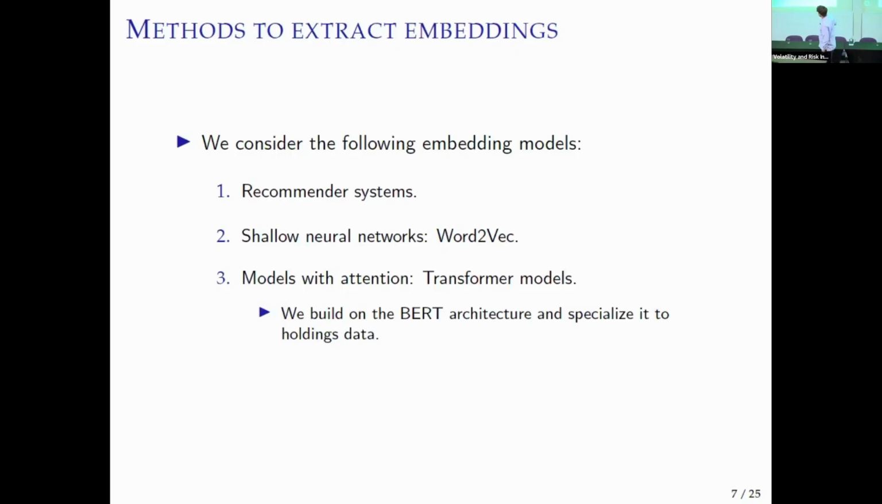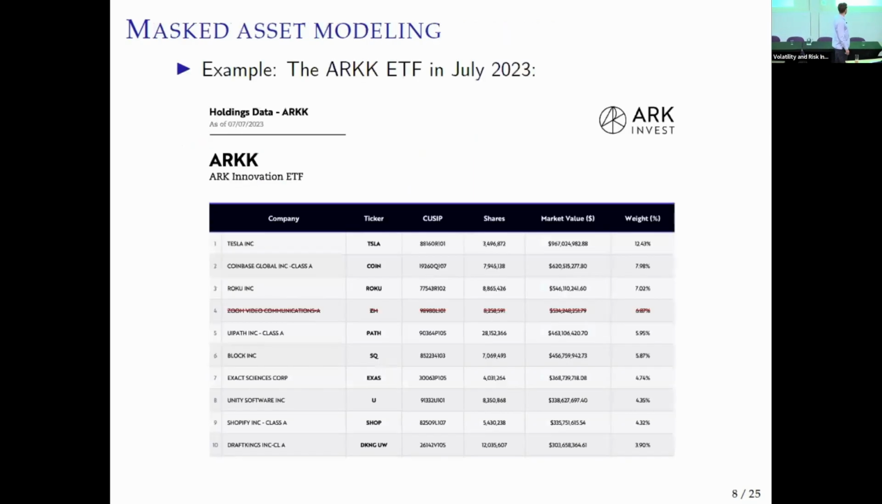All right, the methods that we actually use in this paper, and I'm not going to go too much into detail here because it's a 20-minute talk. We use recommender systems, which is very close to the principal components analysis that I was mentioning. We're also going to use Word2Vec, which is a locally nonlinear model, a shallow neural network. And then we actually show how to adapt the model machinery from the original BERT paper to learn asset embeddings from portfolio holdings data.